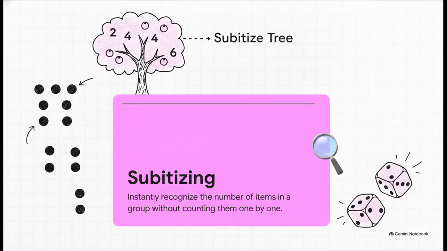So, simply put, subitizing is just that ability to instantly recognize the number of items in a group without counting them one by one. And the absolutely crucial point here is that this builds genuine number sense, not just rote memorization. Think about it. When you roll a standard die during a board game, you instantly know it's a 5 without counting every single dot, right? That is subitizing in action.